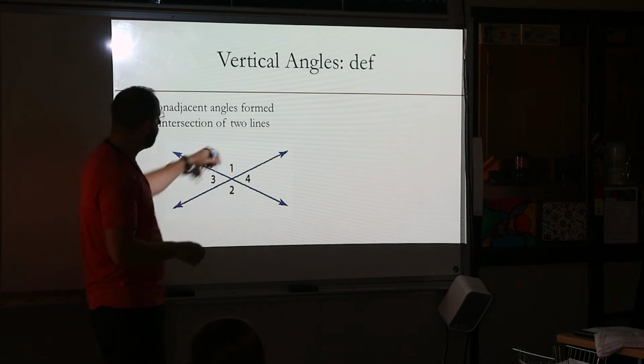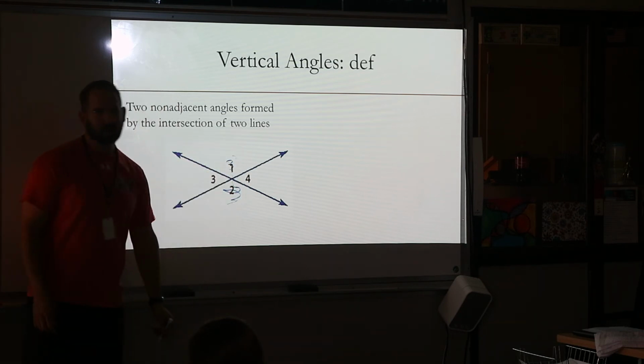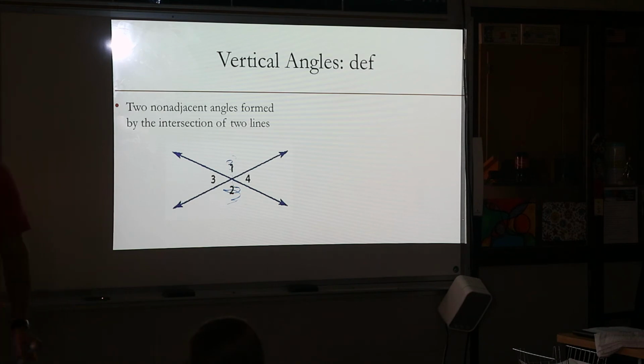That if you had a liquid up here, it could go through the funnel and come out down here. These two angles, 1 and 2, are vertical. They're also equal to each other. That's one of our first properties you need to know.